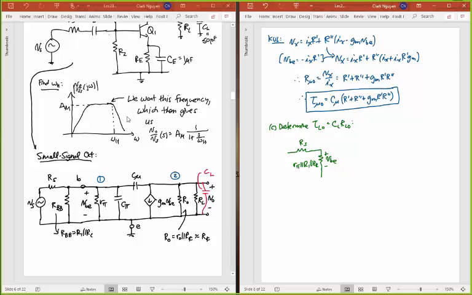My VBE is going to be there. That's ground. I'm going to have my GM times VBE here. And then I'm going to have all this resistance in shunt with the output, which I called R double prime. That includes R naught and RC and RL for this circuit. And this then, because this is where CL was, is where I'm going to put my test voltage source to measure my test current going in there for this circuit.